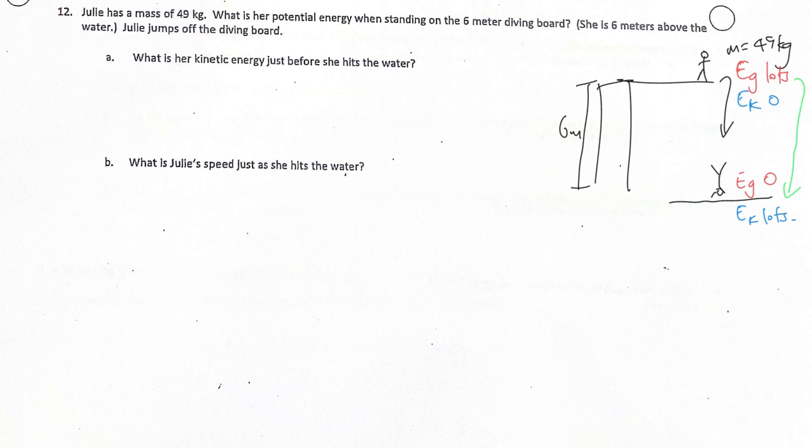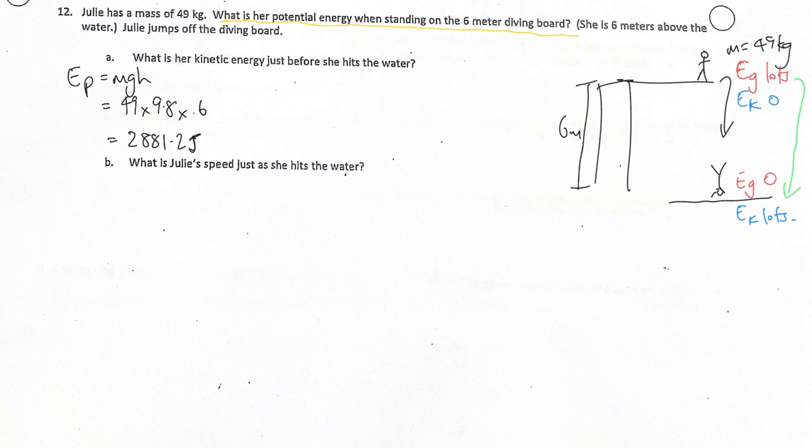So let's first work out her potential energy when standing on the 6-meter diving board. EP is equal to mgh. Her mass is 49, gravity is 9.8, and the height is 6. So 49 times 9.8 times 6 is 2881.2. Okay, so we've got that potential energy.